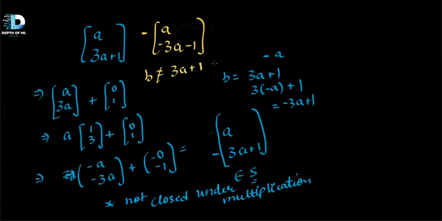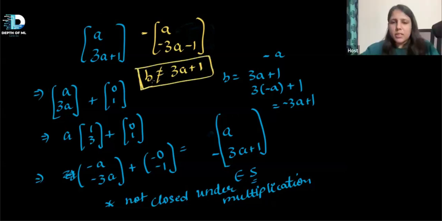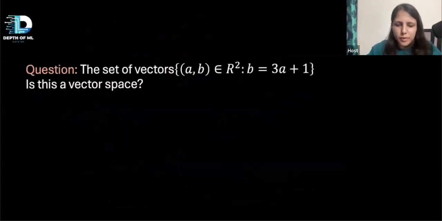Okay, ma'am. What I saw, I will share with you later. Yeah, we'll discuss this offline. But when I multiply -1 with this, I'm not getting a vector of this form. So it's not closed under multiplication. Fine.